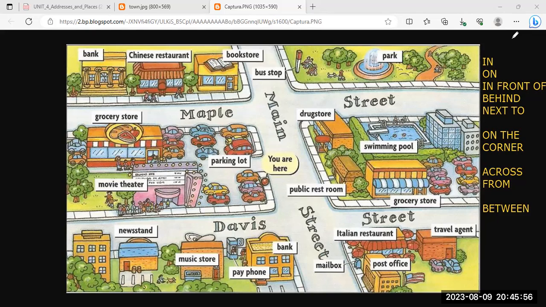Teacher, ¿me puedes repetir cómo se dice in front of? In front of. Ah, enfrente de. In front of. Enfrente de. In front of. La otra que dice behind. Ah, behind. Sí. Behind. Es atrás. Atrás o detrás. Ajá, detrás. Atrás. Como cuando ven en las películas que dice behind the scenes. El detrás de cámara.